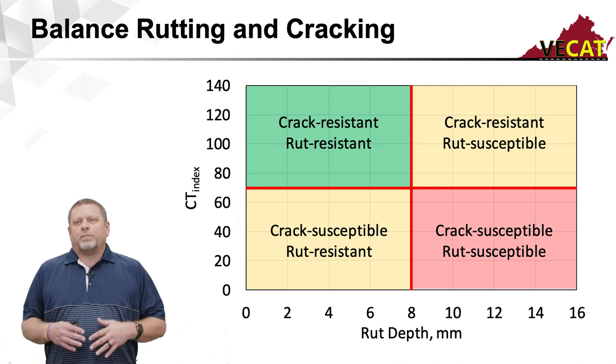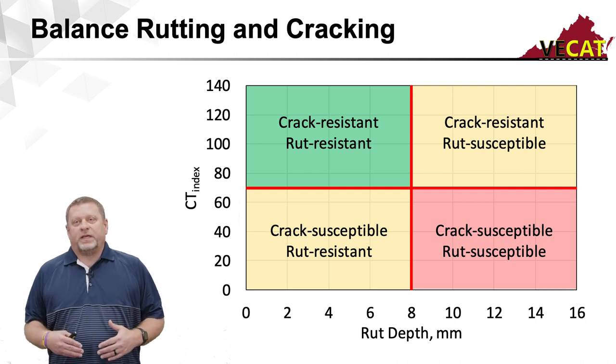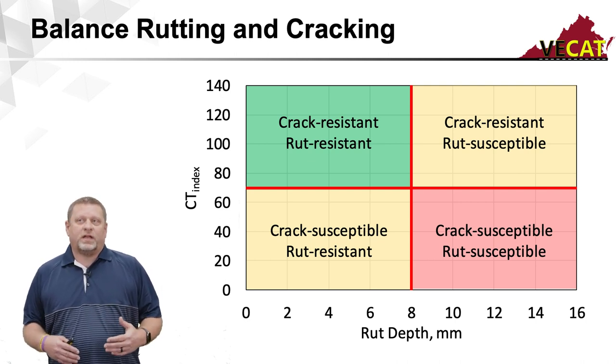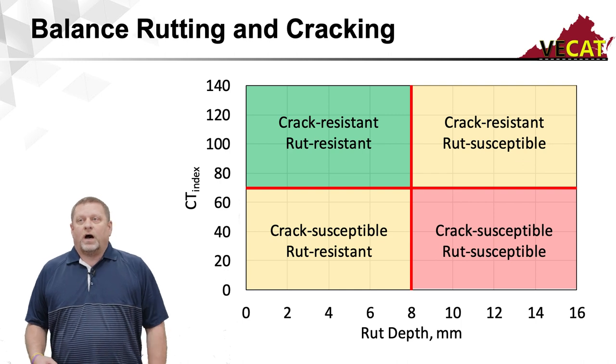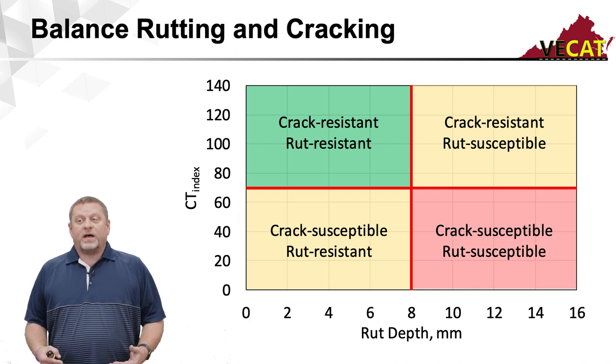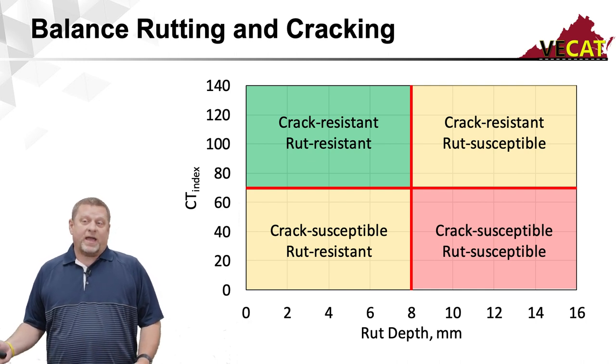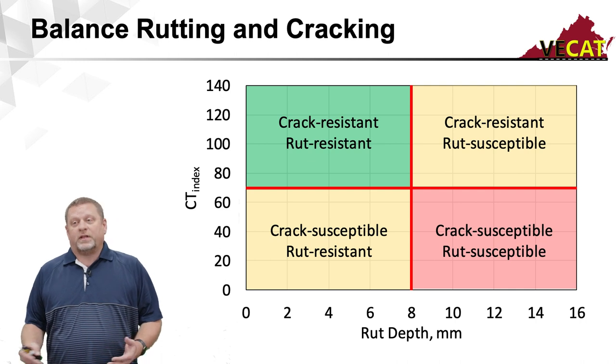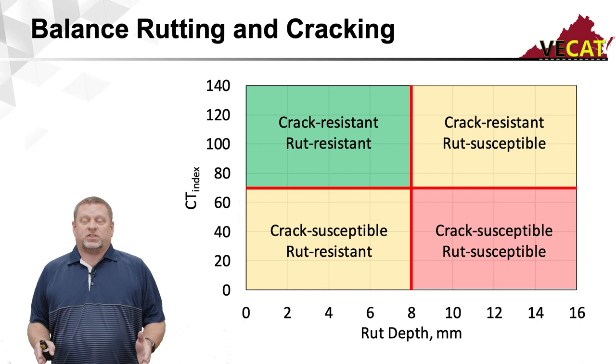One of the main things we do in BMD is we try to balance rutting and cracking criteria. If you look at this particular diagram, for rut depth, a higher rut depth is bad. You want a low rut depth. So if you're looking at the x-axis along the bottom, you want to be in the first section there, on the lower end for rut depth.